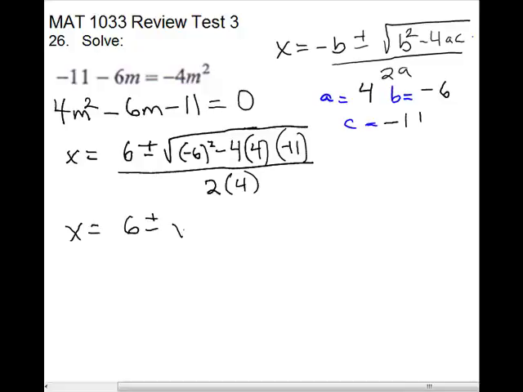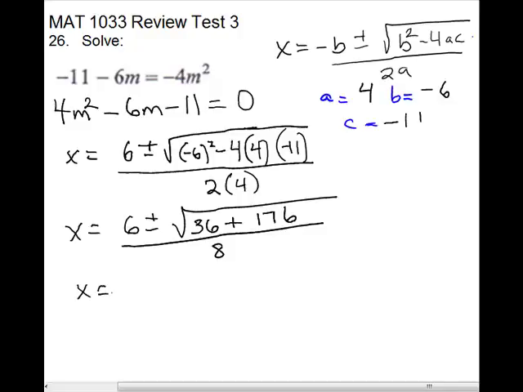6 plus or minus the square root. Negative 6 squared gives you 36. You have two negatives, that will be plus. And 4 times 4 is 16 times 4 gives us 176. We're not going to get a nice square this time. And 2 times 4 is 8 in the denominator. So we'll keep cleaning up. 6 plus or minus the square root of 212 over 8. And then I'm going to work on that radical a little bit on the side.